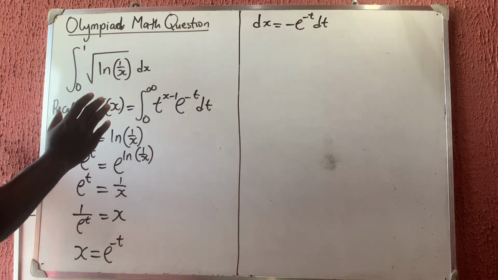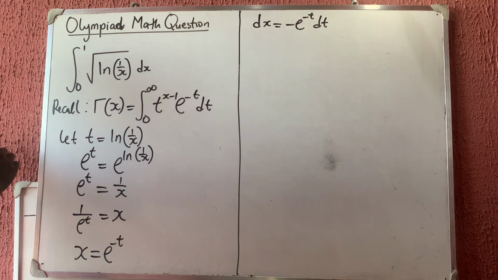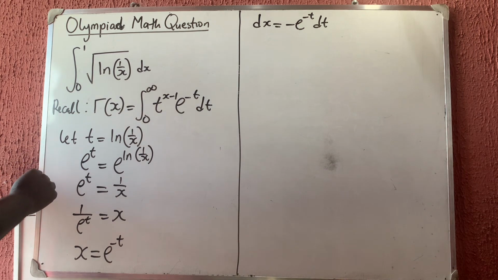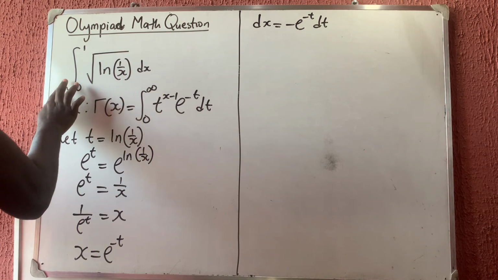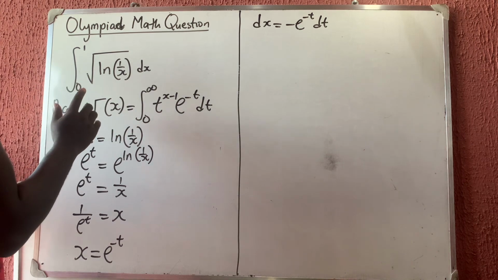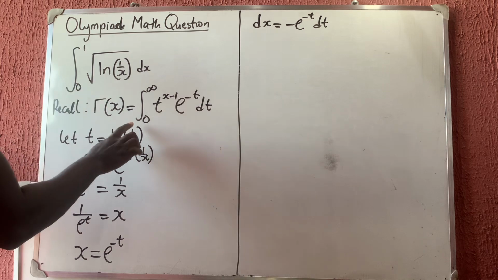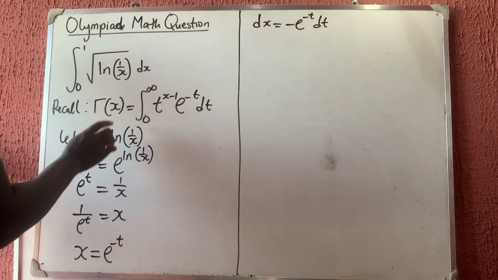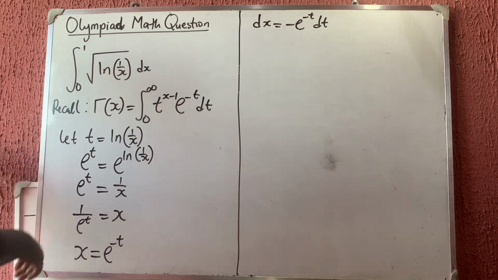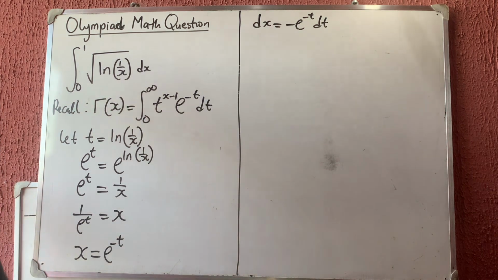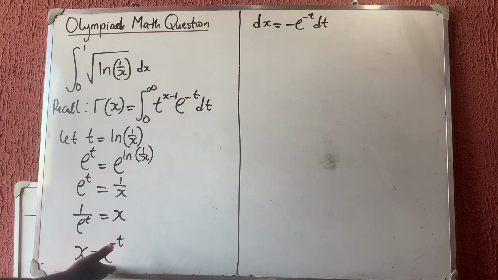So now we are getting closer to what we have. So what do we do now? We have gotten most of the things we need, but the only problem we have is that our own integral started from 0 to 1, while the formula started from 0 to infinity. So now let us see what we are going to do here.